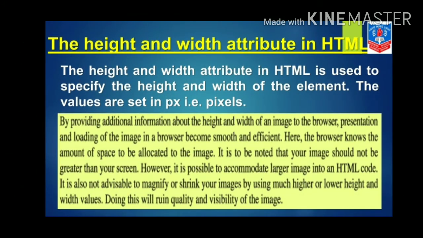Next we go to the height and width attributes of HTML, children. The height and width attributes in HTML are used to specify the height and width of the element. The values are set in pixels. By providing additional information about the height and width of an image to the web browser, presentation and loading of an image in a web browser becomes smooth and efficient. Here the web browser knows the amount of space to be allocated to the image.